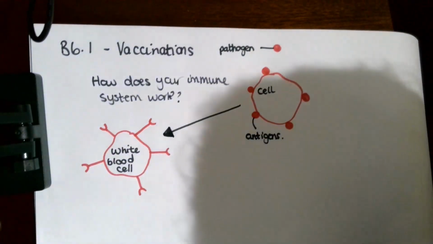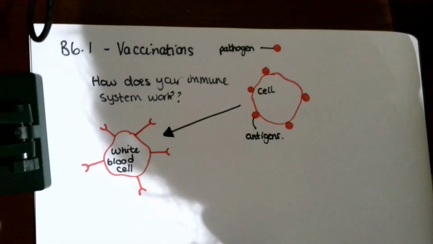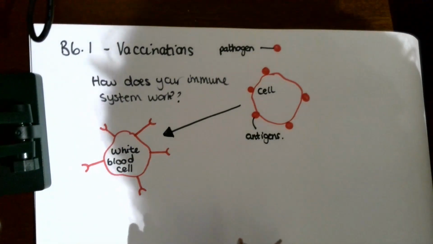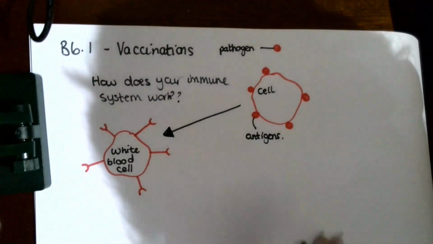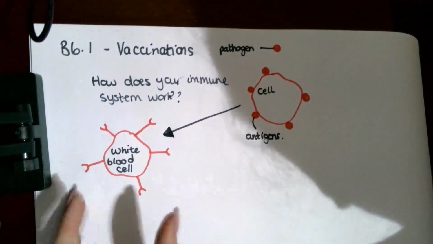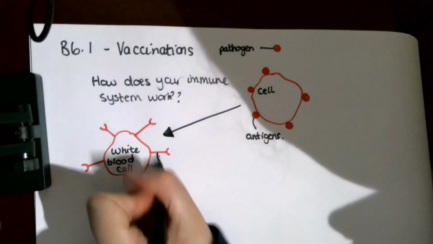Each antigen has a unique shape. It looks different, and your body recognises it's not part of your body, so it's a foreign cell that's come in, it's a foreign pathogen. So your white blood cells are then triggered to produce something called antibodies.